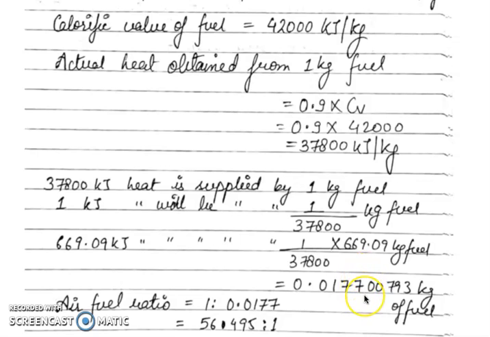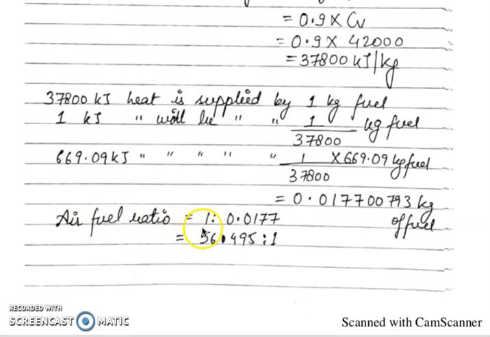I have taken very many decimal places for the most accurate results, but you can take it up to 0.0177 kg of fuel. So the air fuel ratio can be written as, now as we know that for 1 kg of air this much heat was required, so 1 kg of air needs this much of fuel, so 1 is to the fuel amount is the air fuel ratio, and we can also take the reciprocal of this, and then we can have the air fuel ratio as 56.495 is to 1.